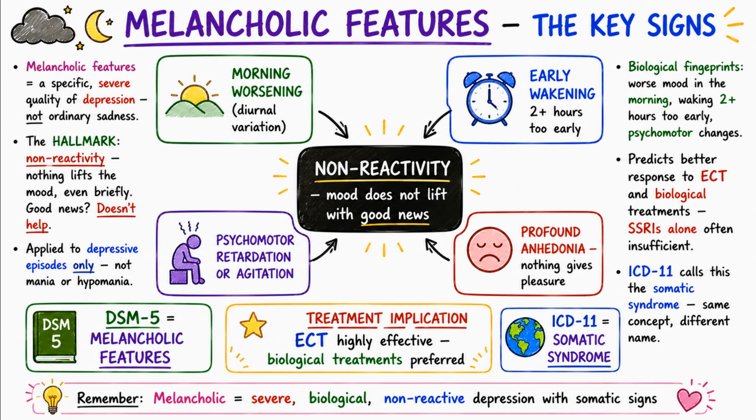Melancholic features describe a specific, severe quality of depression, not ordinary sadness, not a reaction to circumstances. Something biological, pervasive, and fixed. The hallmark is non-reactivity. Even briefly, even with good news, the mood does not lift. Nothing moves it. Alongside that, there are biological markers. Mood that is worst first thing in the morning, waking at least 2 hours too early, and visible psychomotor changes. This subtype predicts better response to ECT and biological treatments. And ICD-11 has the same concept under a different name, the somatic syndrome, requiring 4 of 7 somatic criteria.